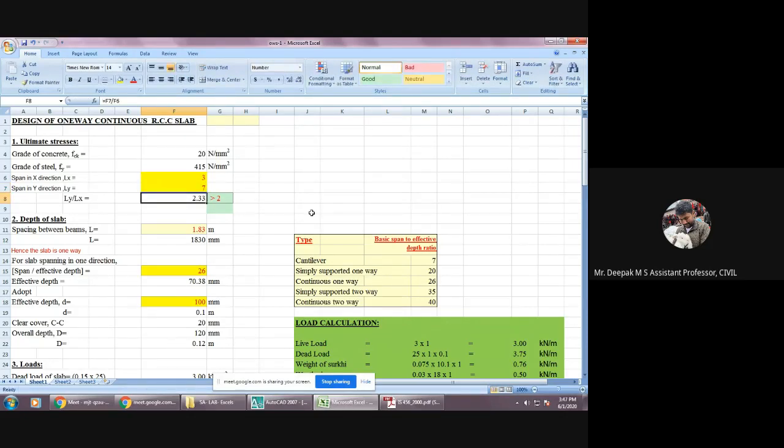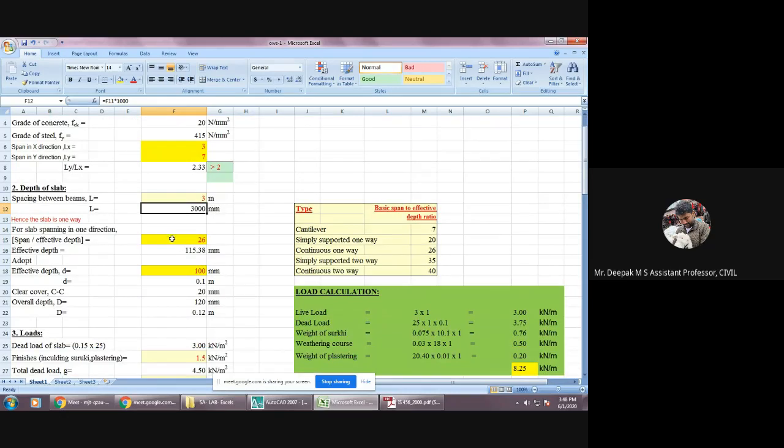This is a typical one-way slab. I have just changed the data. And 7 meters. And I'm getting Ly by Lx value as 2.33. Now we have to just do the basics. Wherever the highlighted portion is there, those are all the variables. You must correctly select the variables. So here it is 3 mm. The short span direction is 3000 mm.